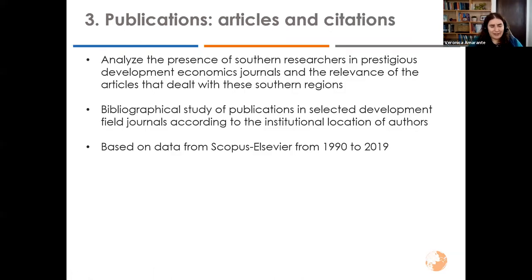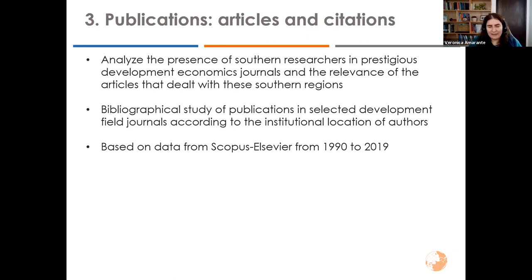So then this was, as I said, the second approach of the paper. The third one is to look at publications considering articles and citations. And what we do in this part of the paper is to analyze the presence of Southern researchers in some development economic journals and also the relevance of the articles that dealt with Southern regions.